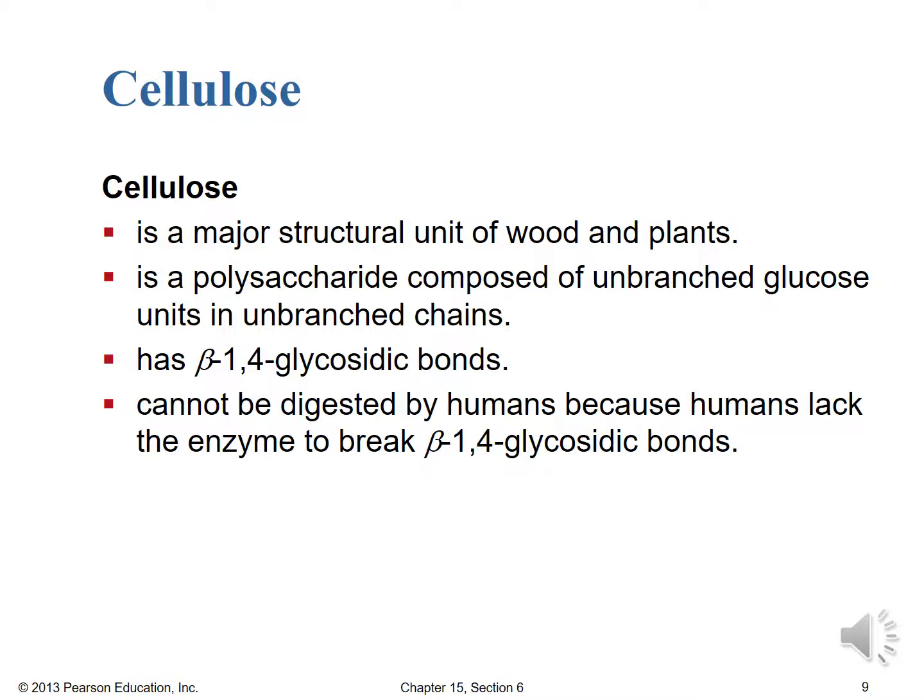Of course, certain plants and wood itself can be digested by undesirable things like termites, right? We don't like the termites to invade our homes because it's a mostly wood structure, and they do have a way of breaking down that beta 1,4 glycosidic bond, but we as humans cannot break it down, and therefore we cannot use cellulose as an energy source. We can use the regular old plant starches, the amylose and the amylopectin, but we can't use cellulose. We just can't digest it as human beings.